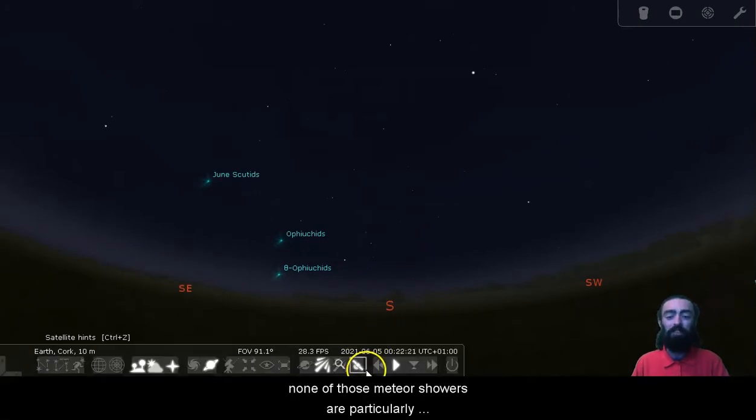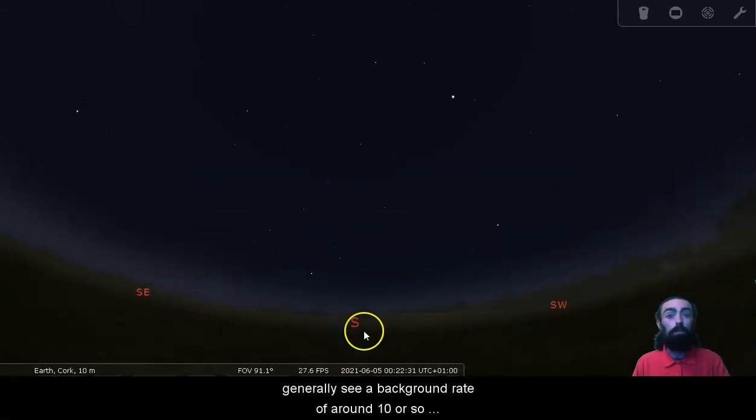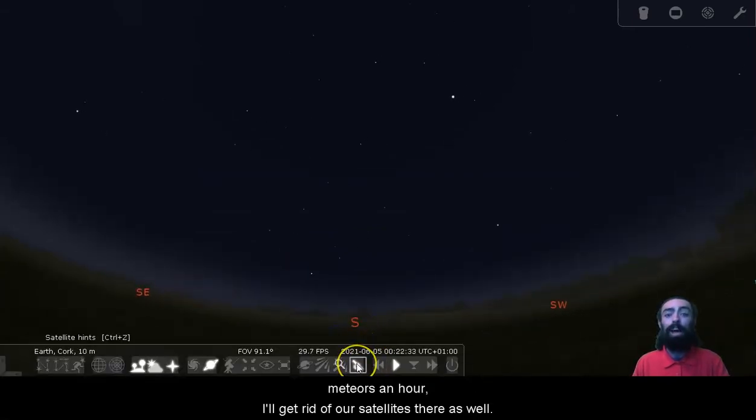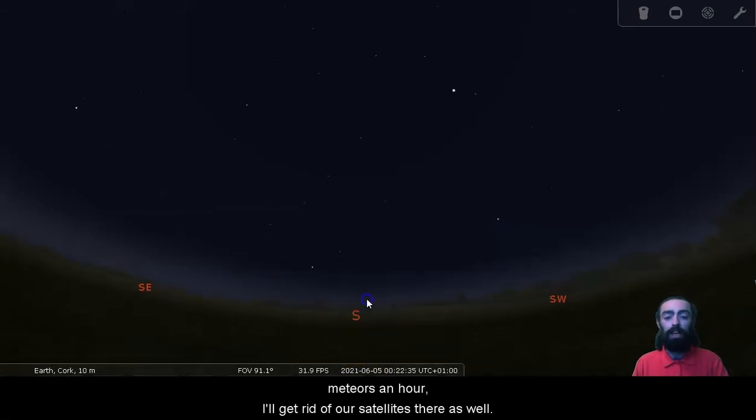Oh, there are some of the meteor showers. None of those meteor showers are particularly impressive. They're not quite as big as the Perseids or the Leonids, but they contribute to the number of meteors that we see in the sky. And you generally see a background rate of around 10 or so meteors an hour. I'll get rid of our satellites there as well.